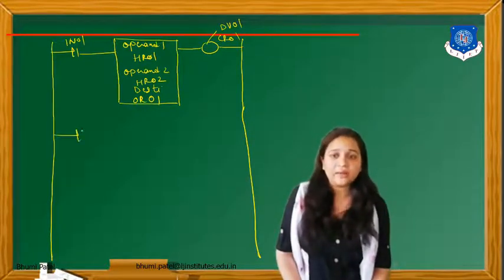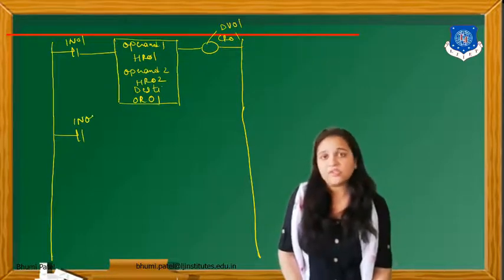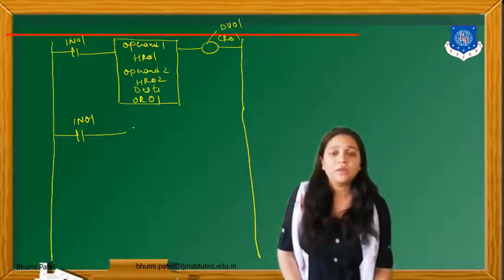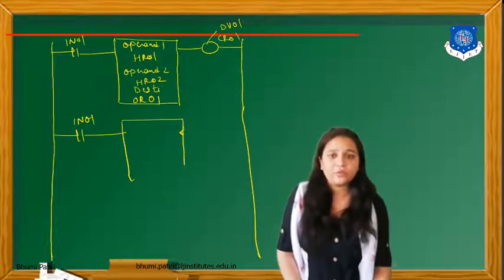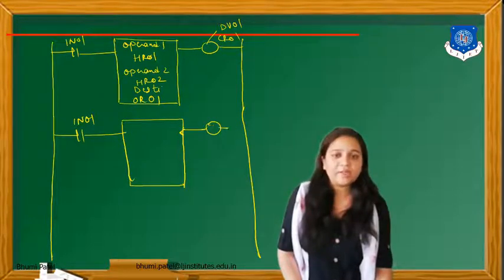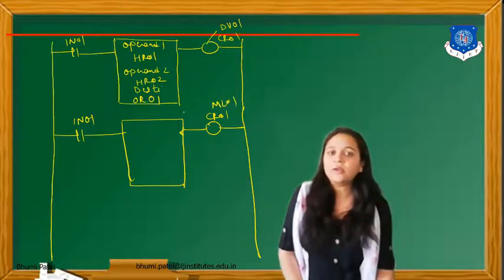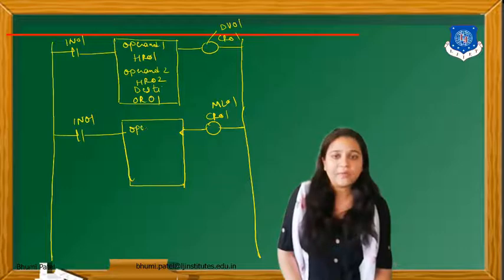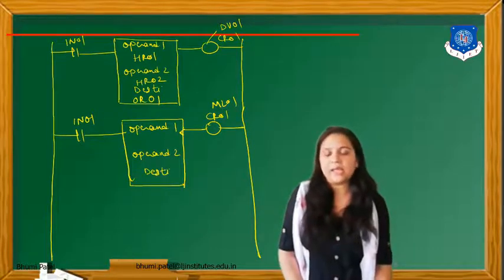Whatever answer is there, we simply multiply it with the Celsius value. So we can take another input switch; the name of the input switch can be the same, or you can take any other input switch. Then next we draw the block for the multiplication. What is the command for the multiplication? It is ML, so we write ML01, and we must take two operands, operand 1 and operand 2, and the destination.